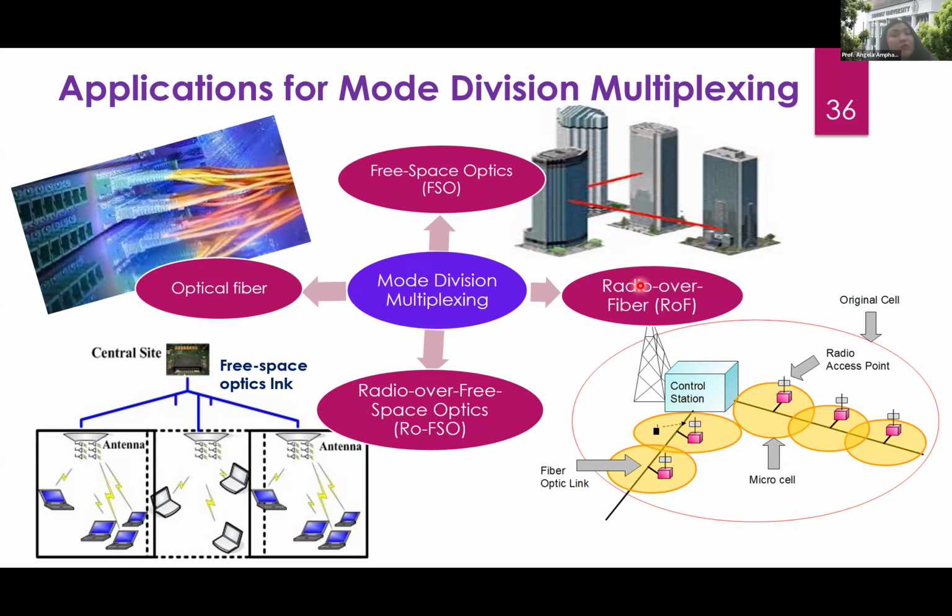Sometimes we need to have a combination of both. If your existing channels are radio based and we need to connect them over optical fiber, we can also have radio over fiber as well as radio over free space optics.